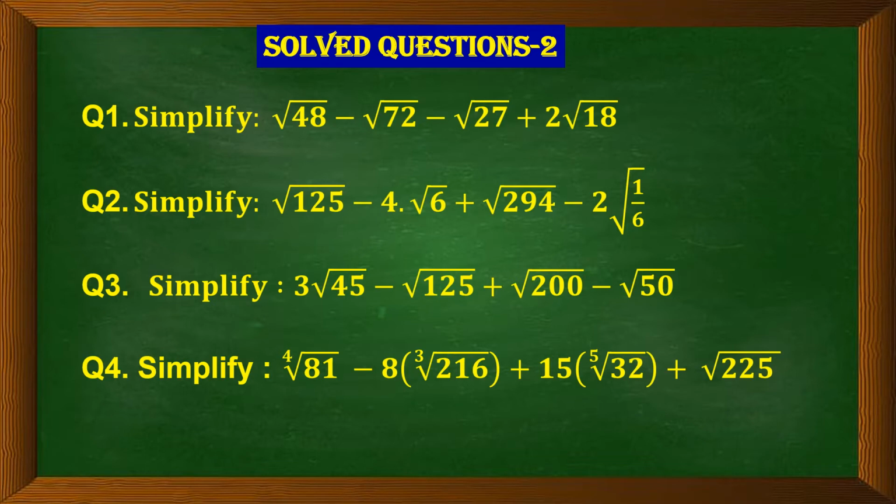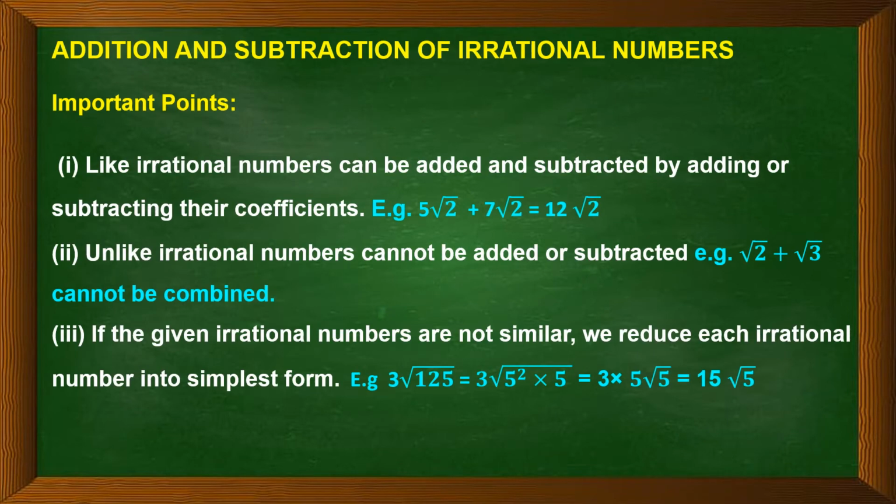Before starting with solving of these questions, let us first of all revise the important points which will help us to solve these questions related to addition and subtraction of irrational numbers. These are the three important points you have to keep in mind while solving the questions. The first point was that irrational numbers can be added or subtracted by just adding or subtracting their coefficients.